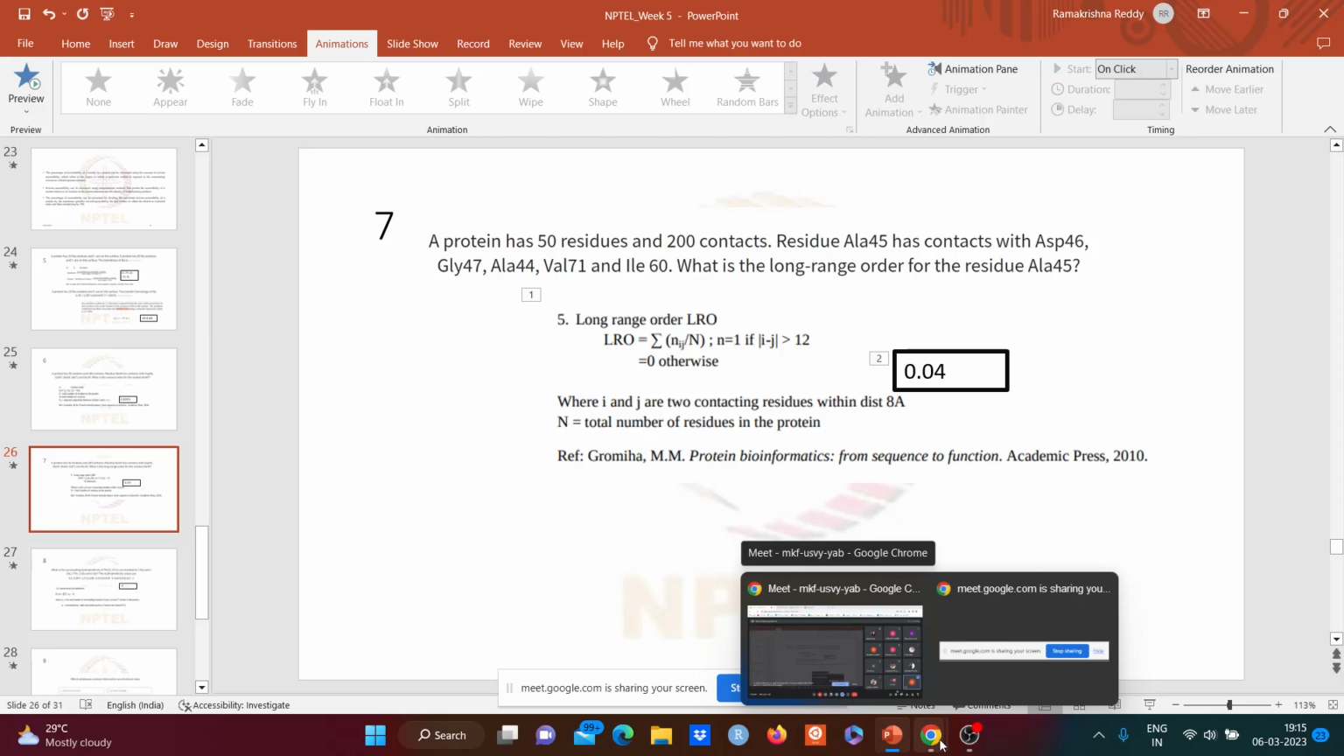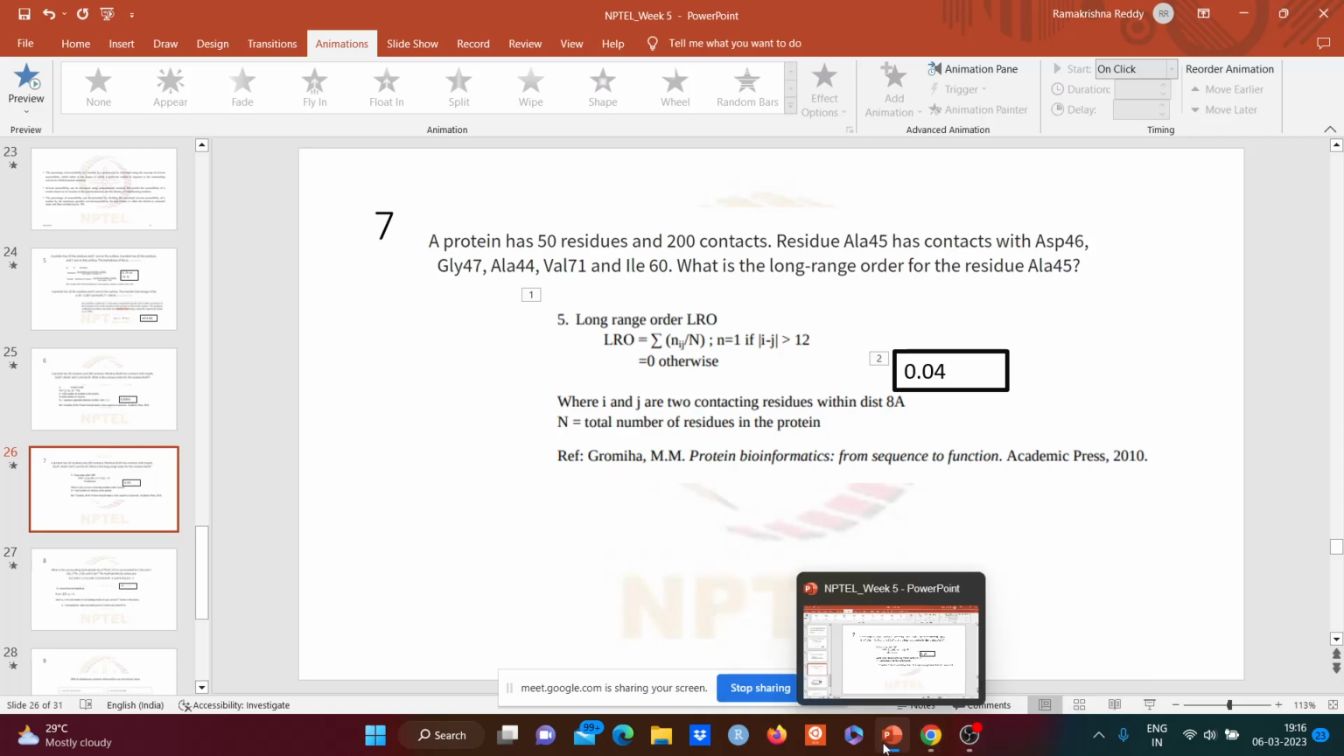Yeah, someone asked if we need distance for calculation. Yeah, we need distance to analyze the context. But once we know the context, we need only sequence separation for calculating the long range order or the contact order.